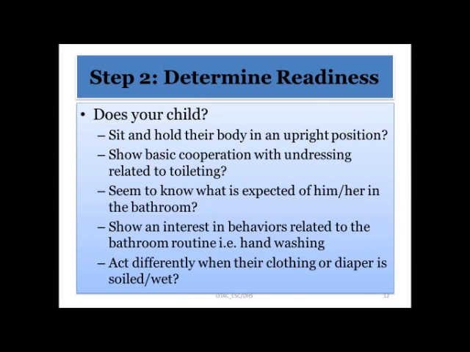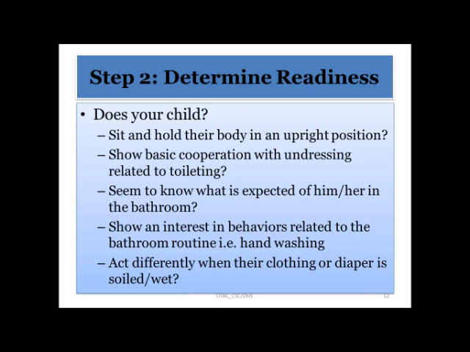So after we have done our assessment process, we're going to determine where the person's at, determine their readiness. A part of the readiness process is understanding their awareness of elimination and defecation. And sometimes it's hard to assess a person's awareness level if their interest in the bathroom is not obvious.